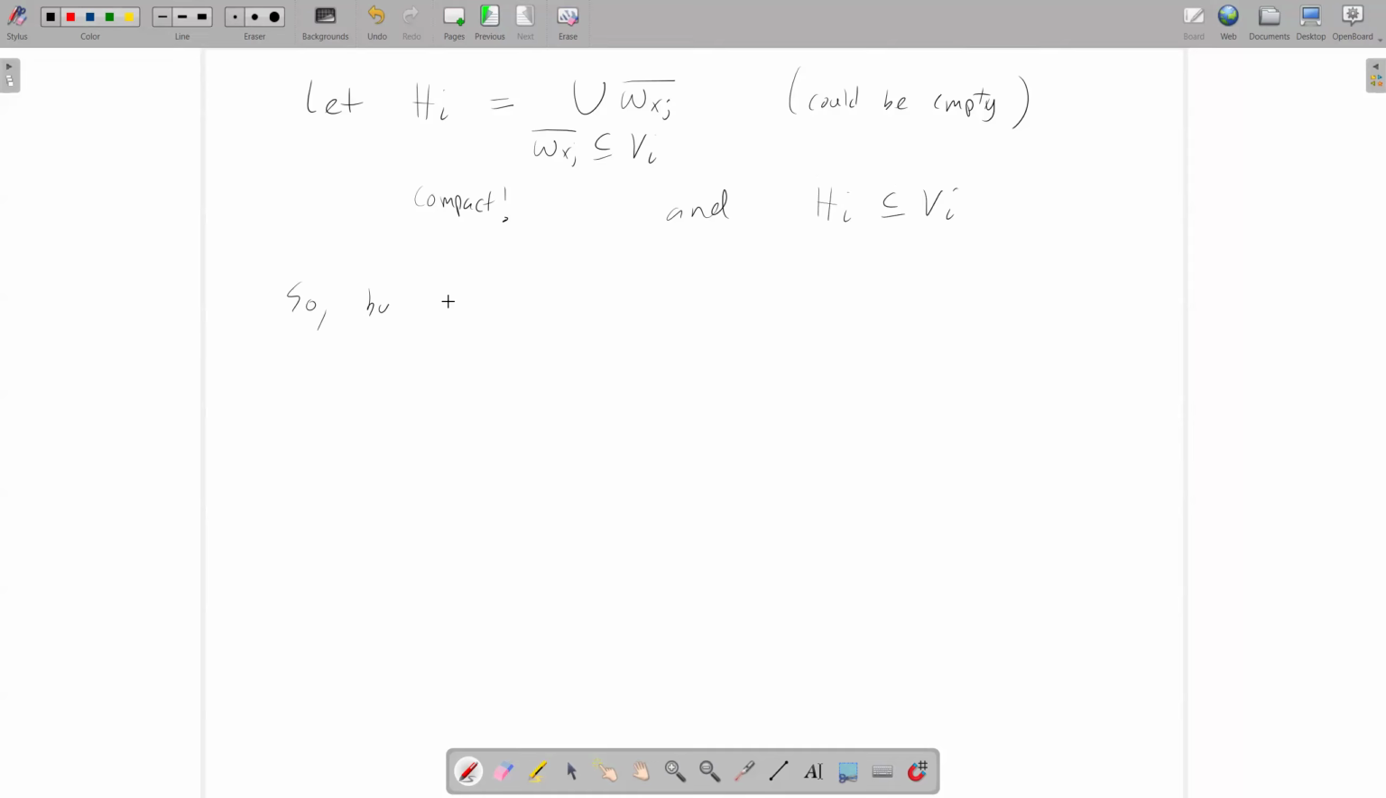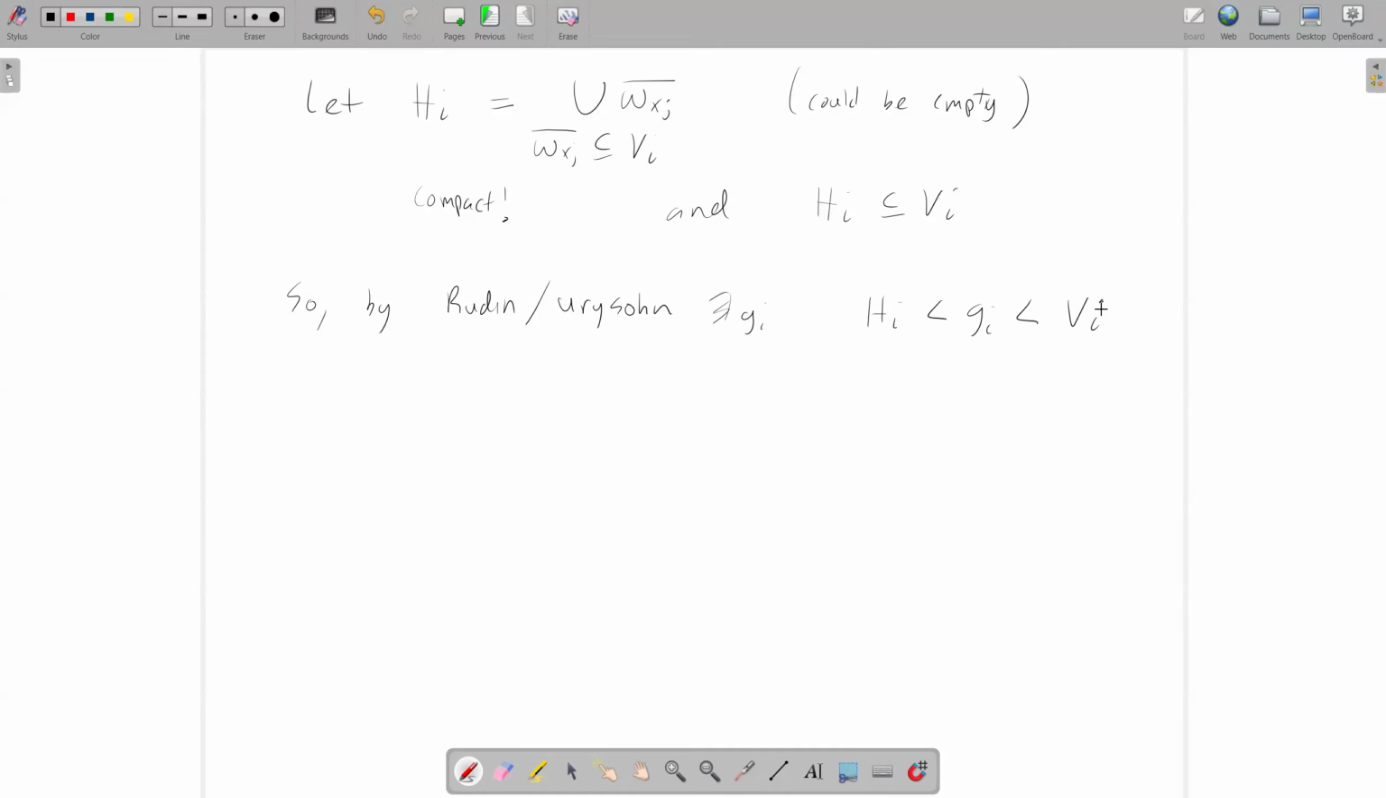So by Rudin's Urysohn lemma, there exist Gi's that are greater than Hi, but less than Vi. So far so good. Vi is the open cover I started with. Hi are these compact sets that I constructed.